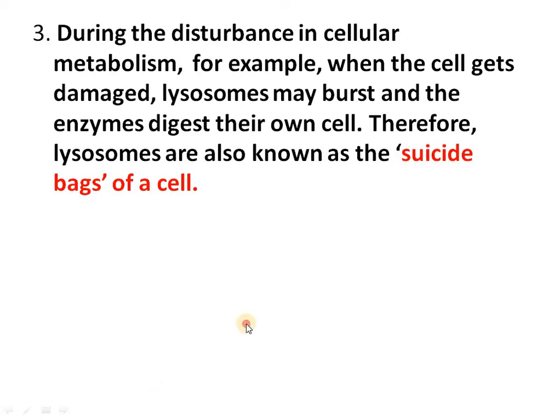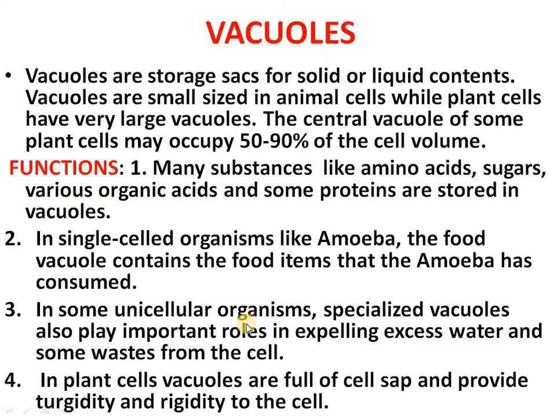Clear? Let's proceed further. Vacuoles. As you know, vacuoles are storage sacs for solid or liquid content present in the cell. Vacuoles are small sized in animal cells, while plant cells have very large vacuoles. The central vacuole of some plant cells may occupy 50 to 90% of the cell volume. Means they are so big that they can occupy approximately 50 to 90% of the volume of the cell.